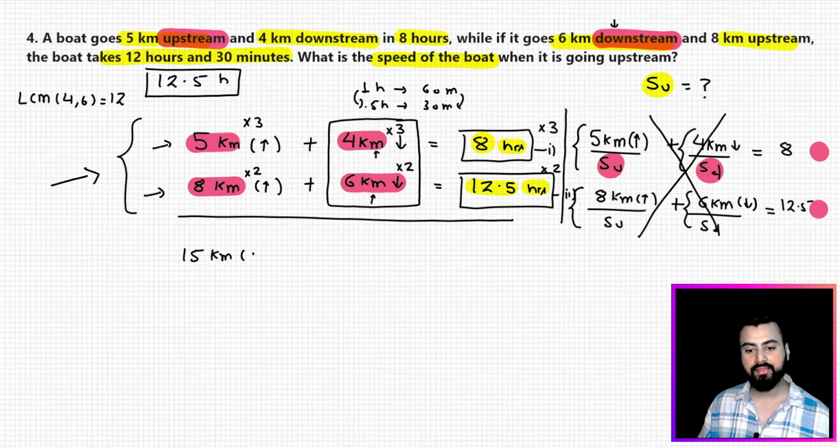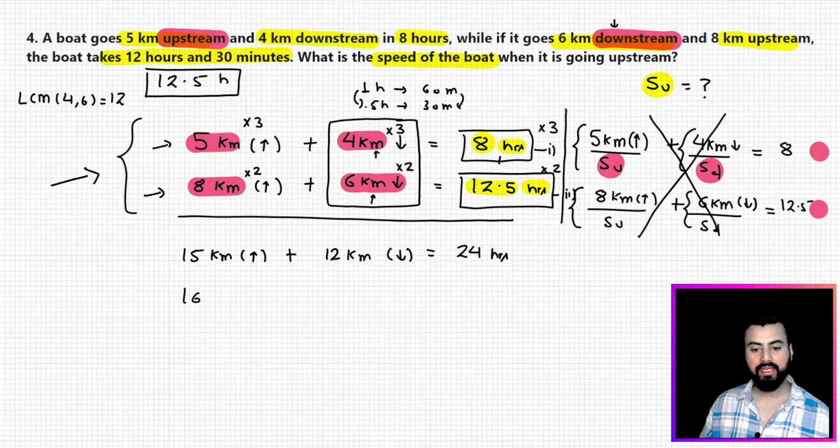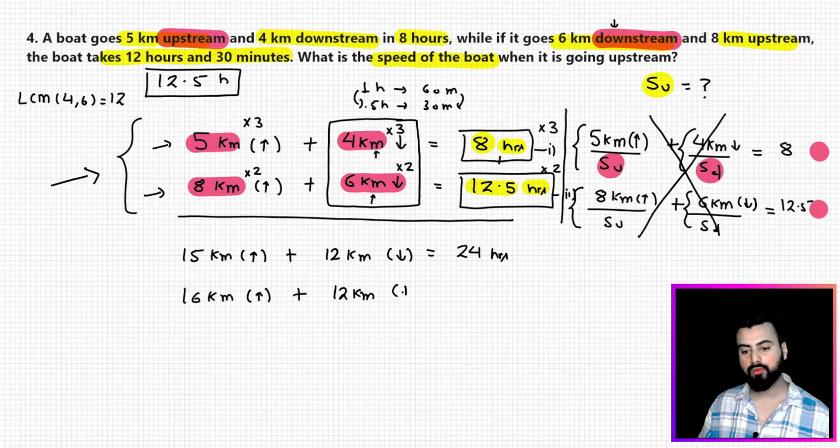15 kilometers upstream plus 12 kilometers downstream in 3 into 8, 24 hours. Second equation, 8 into 2, 16 kilometers upstream movement plus 6 into 2, 12 kilometer downstream movement. 12.5 into 2 will give you 25 hours.